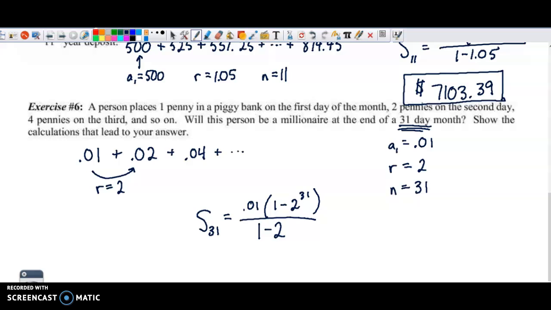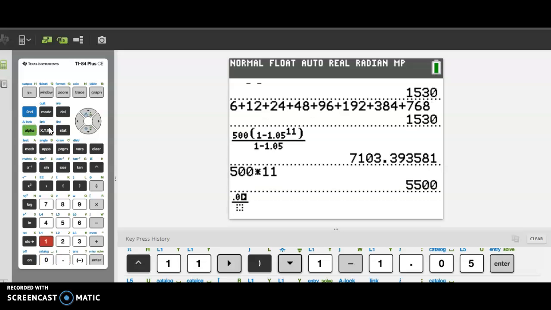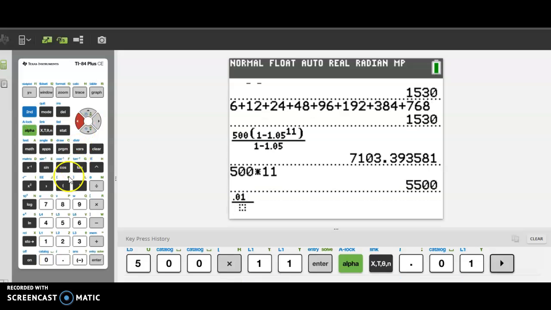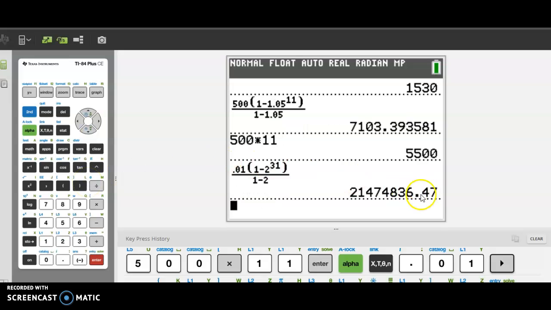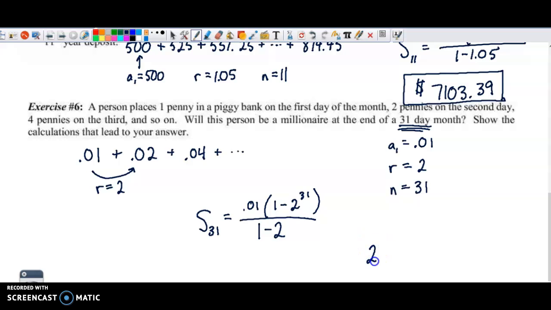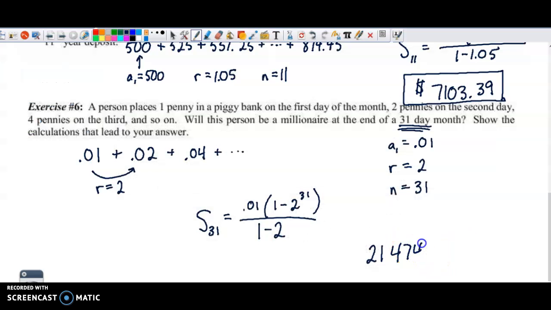You'll actually figure out that you would accumulate over $21 million. $21,474,836, and some change, 47 cents.